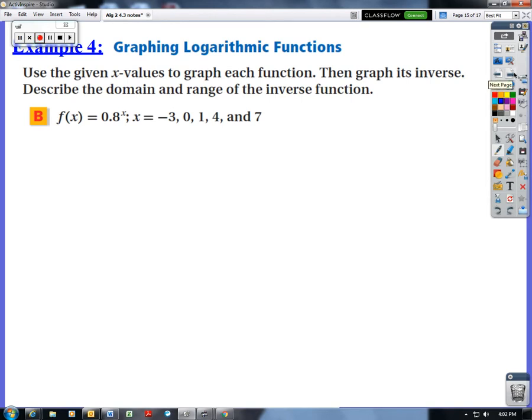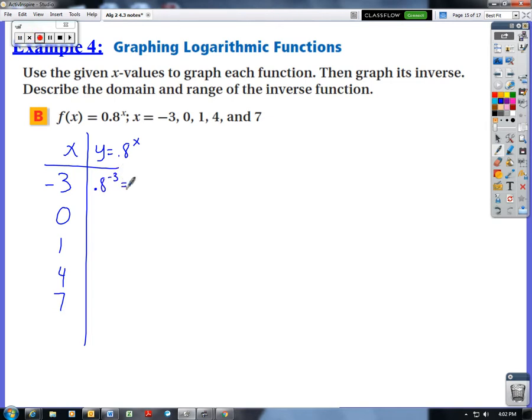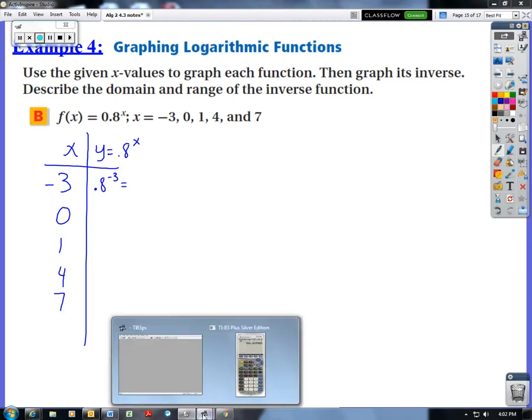Okay, you could try this one on your own, and then I will be doing it. So it's the same type of problem. y in this case is 0.8 to the x. Oh, this time we're using different x's, alrighty then. Negative 3, 0, 1, 4, and 7. So 0.8 to the negative 3. I'm going to use my calculator for that one.